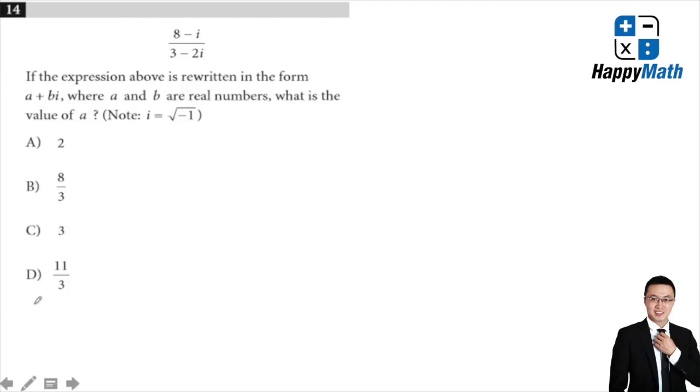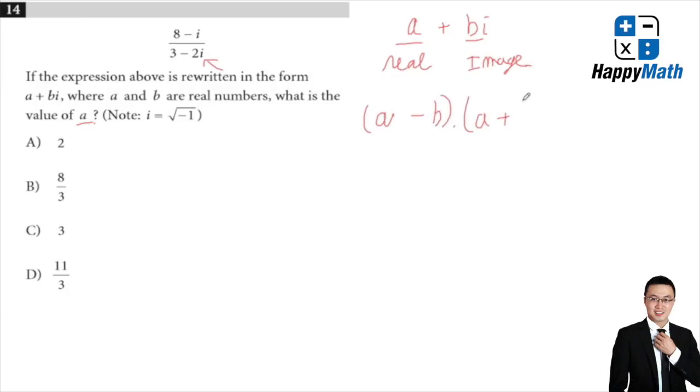If the expression above is rewritten in the form a plus bi, what is the value of a? You know the complex number form: a we call the real part, and b we call the imaginary part. And the number i appears in the denominator, so I use the conjugate. I mean a minus b times a plus b equals a squared minus b squared.